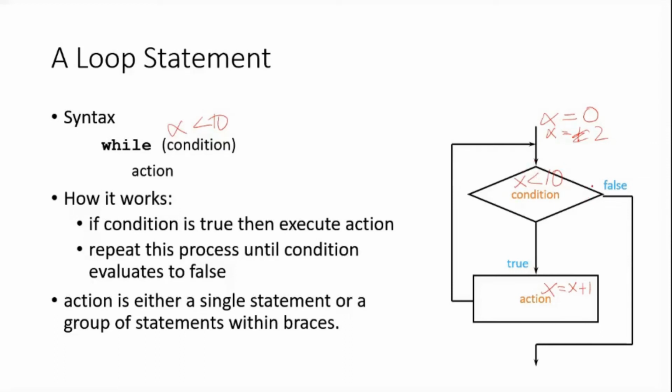And when that condition becomes false, it goes to the next statement that it has to execute. So that is it: if the condition is true, then execute the action. Repeat this process until the condition evaluates to false. The action is either a single statement or a group of statements within braces. Here only a single statement is shown, but it is also possible that there are multiple statements.